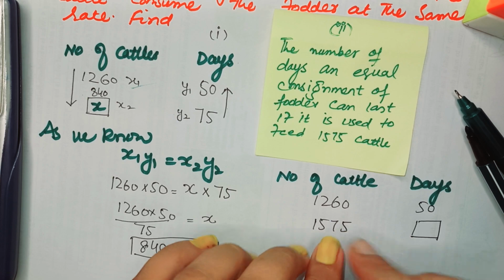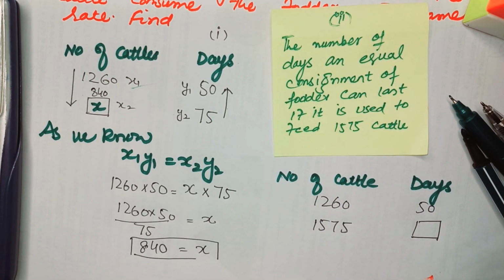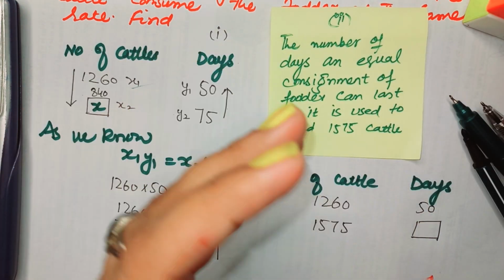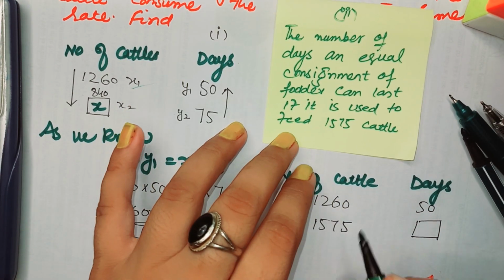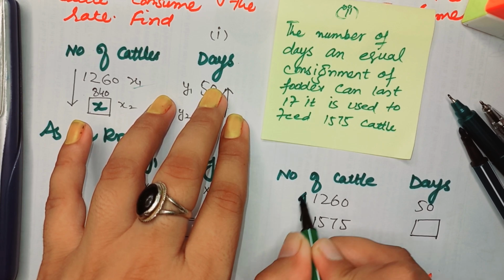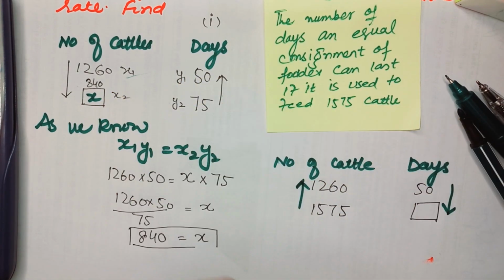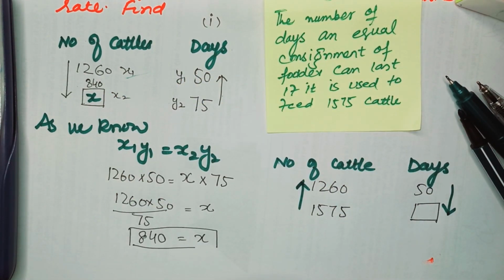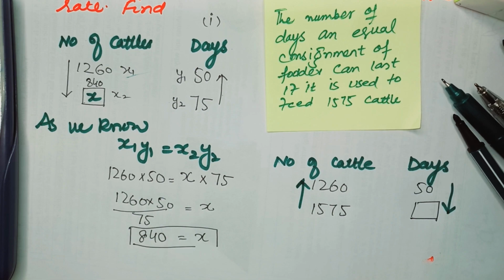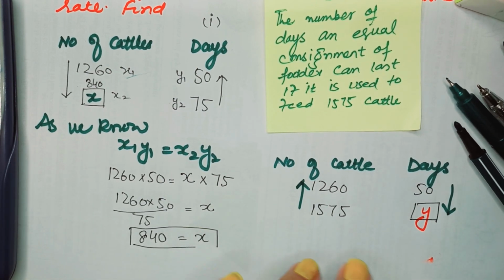Dear students, now we have more cattle, so obviously the fodder lasts for less number of days now, like they will consume the fodder earlier. Mean to say, when we are increasing the cattle, then the days would be less. The fodder lasts for less days. You can see here that we have the inverse relationship. Let's see why we have to find the number of days.